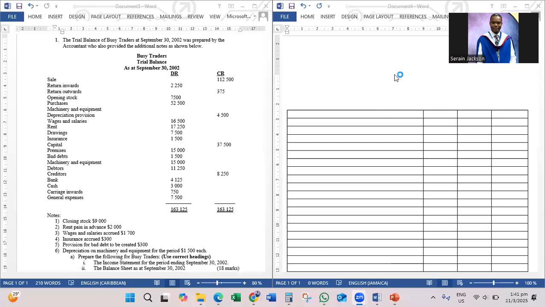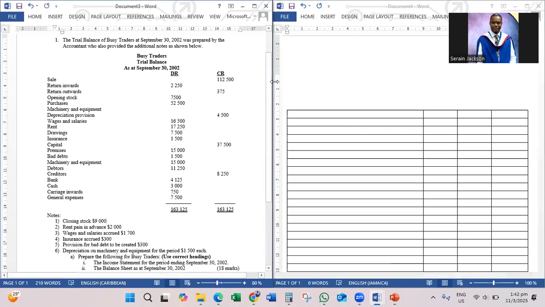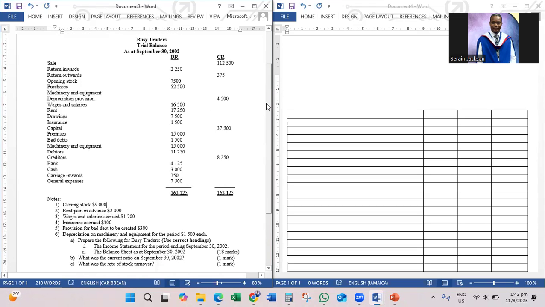All right, so let's look at this question that we have here. It's a more complex question, as you can see. Remember, the first thing that you do when you see a question is to read through the question. So we are given the trial balance of Busy Traders' account, September 30, 2002. We are given the information.